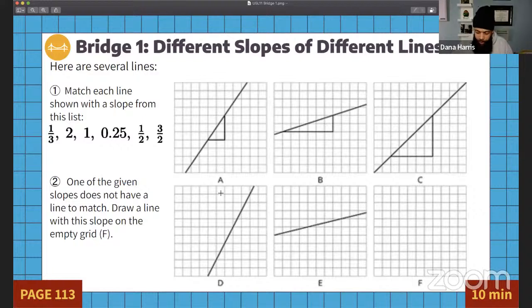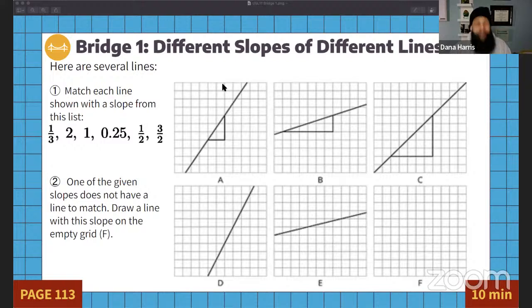This one, I'm going to put them all together again, most likely. We are on page 113, looking at the bridge. Notice the lesson is about sketching the graphs of functions. We start out with a little bit of review on slope, and we want to match these slopes with one of these lines.